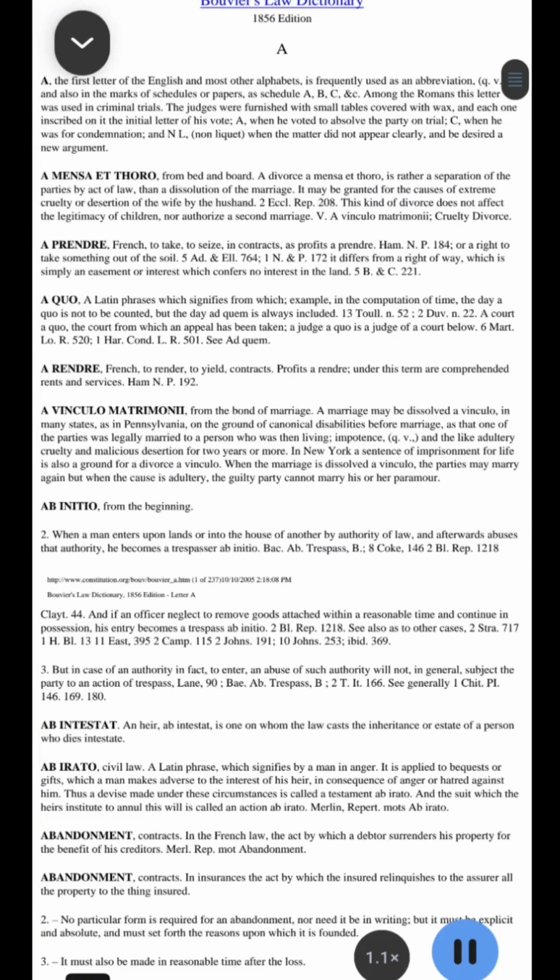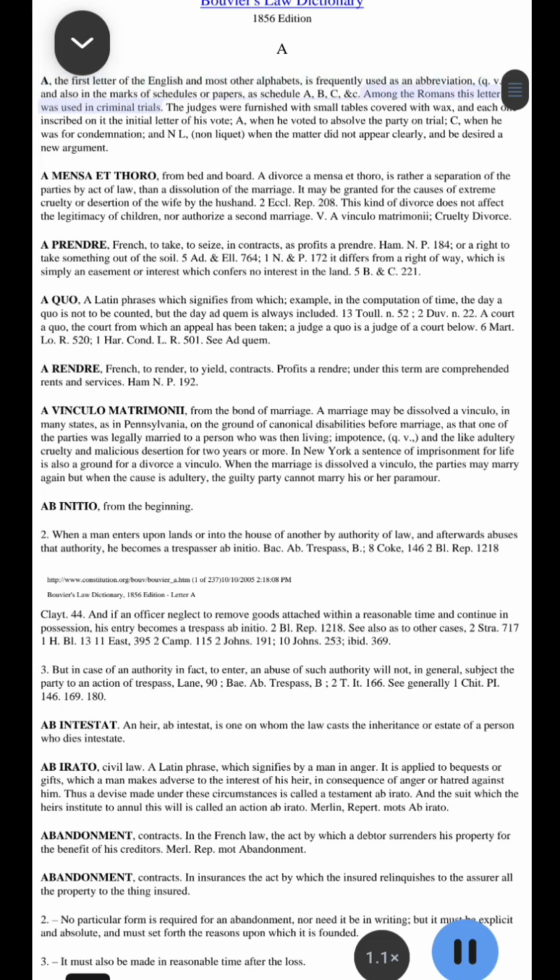Bouvier's Law Dictionary, 1856 edition, Letter A. A. The first letter of the English and most other alphabets, is frequently used as an abbreviation, q.v., verses, and also in the marks of schedules or papers, as Schedule A, B, C.